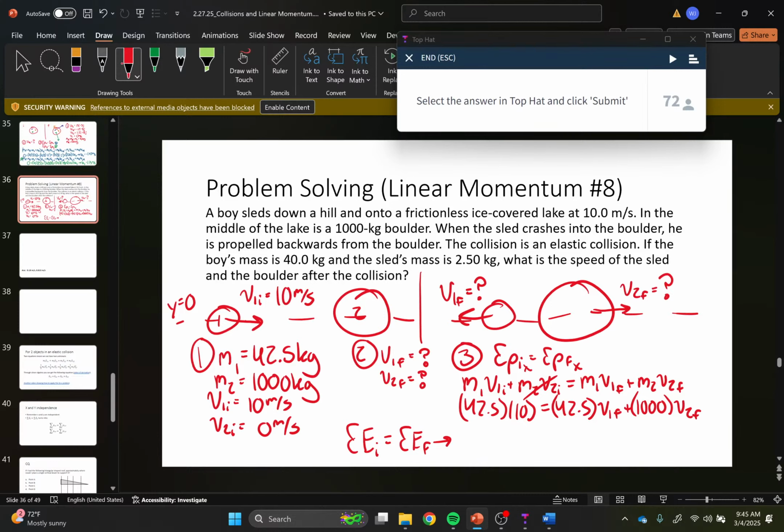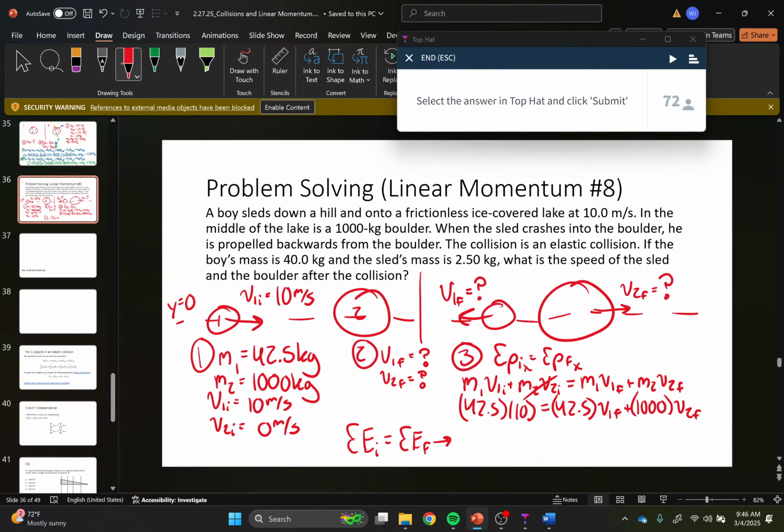Let's go through it. Do you have potential energy? Are you above or below that 0 in the beginning? No. Are any of my objects above or below that 0? No. What about the end? Are they above or below it at the end? No. Great.